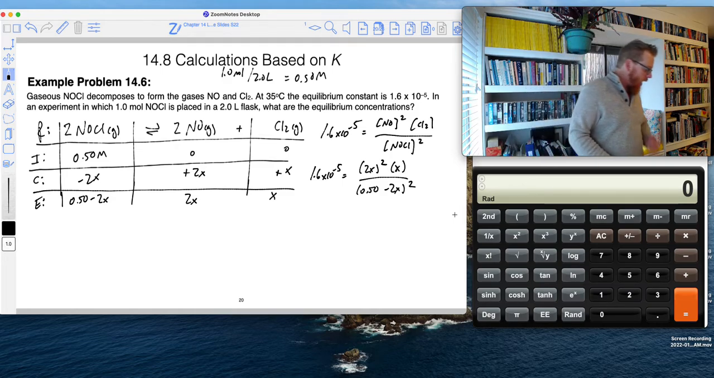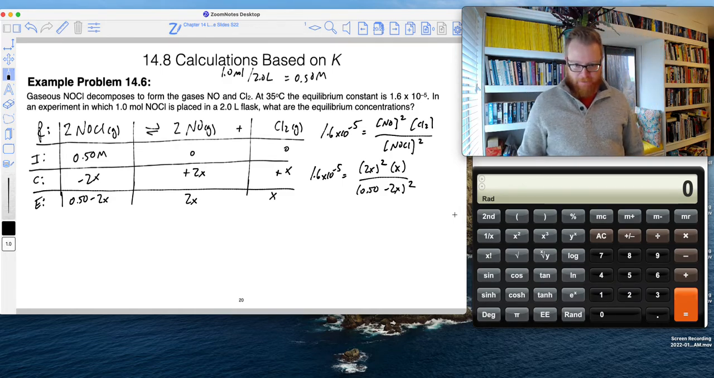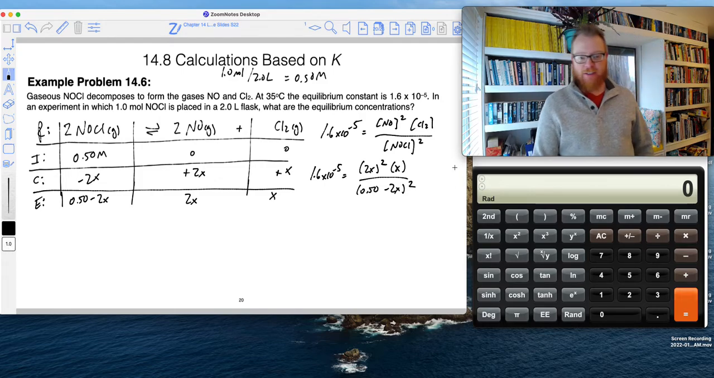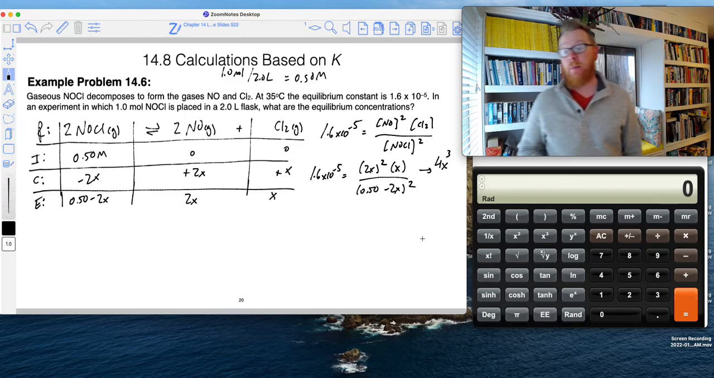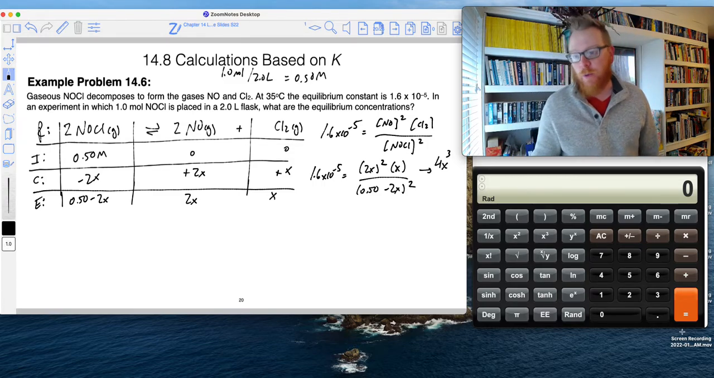Now we kind of have to stare at this for a minute. This 2X squared is going to give me 4X squared, times X, that's going to give me an X cubed. And that means we can't solve this just by hand because we're going to get an X to the third power. So I'll say that leads to 4X cubed, and we can't solve those types of problems by hand. We could certainly solve it with a computer program or even with your graphing calculator. But we're going to learn another trick here.